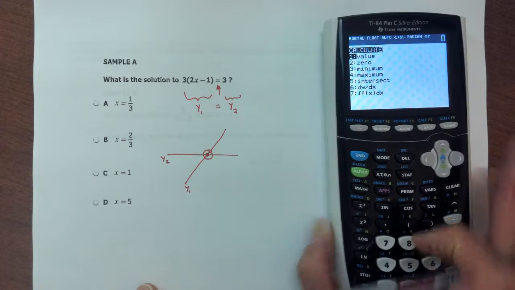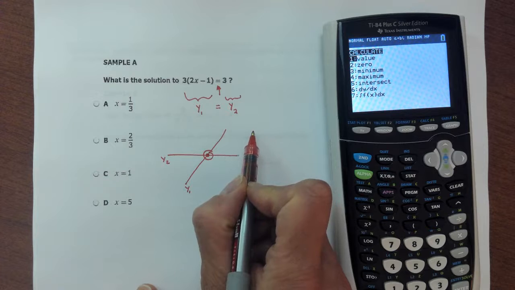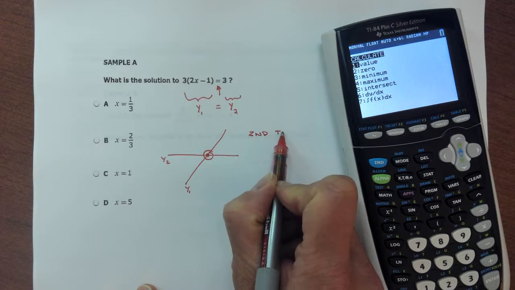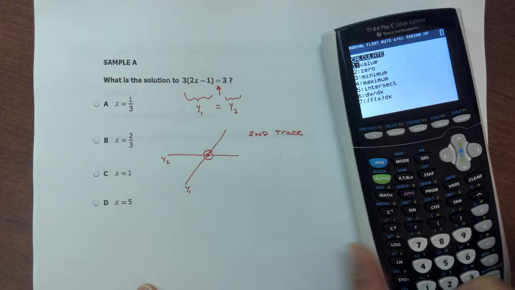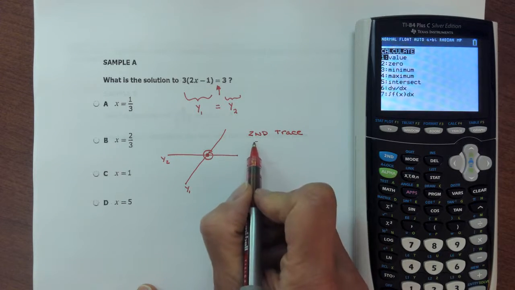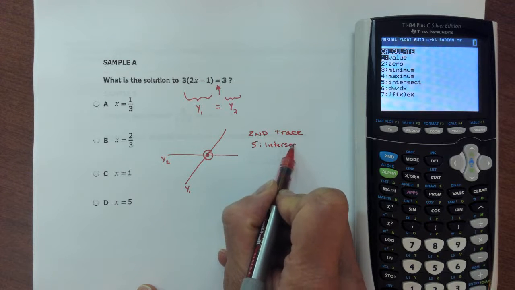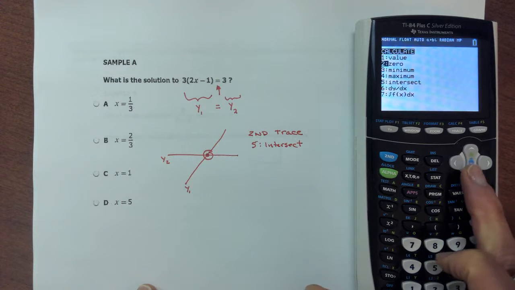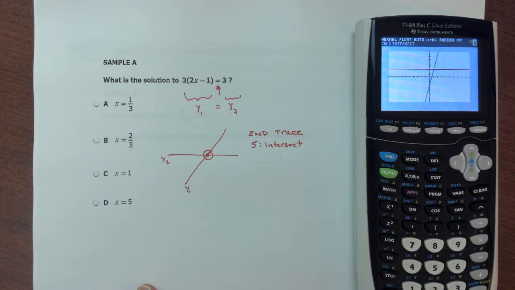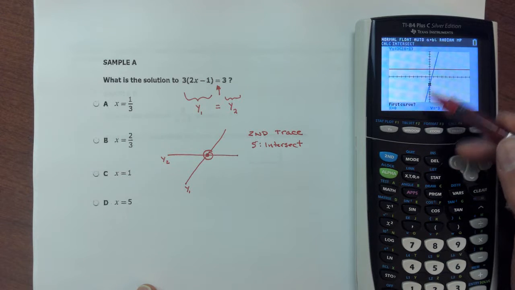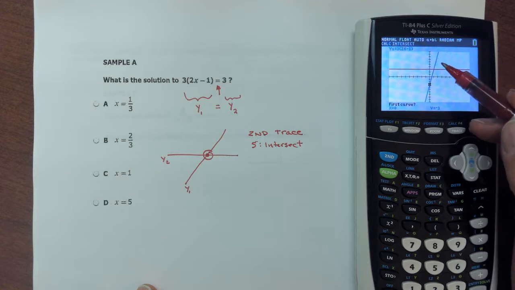So let's write that down, because this is when we have equals, this happens a lot. I'm going to do second, and then I'm going to do trace. Then I'm looking for the intersection, number 5. Intersect. So let's go to number 5. So there's my cursor. It says first curve. It's showing me the equation. It's on the blue one.